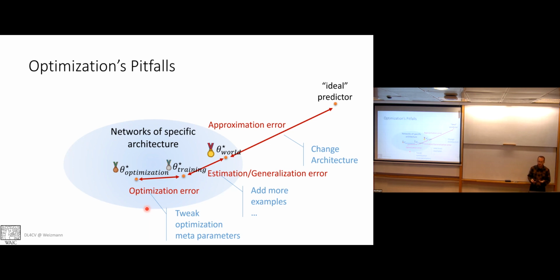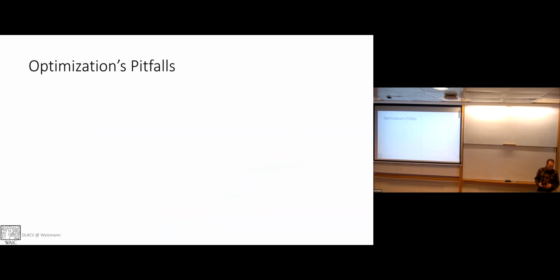Training examples don't come by easily usually. You need to annotate them, you need to collect them. It's difficult. So we saw in the first class that the optimization error is not always a bug, sometimes it's a feature. It depends on the direction. Maybe it takes you closer to the truth.